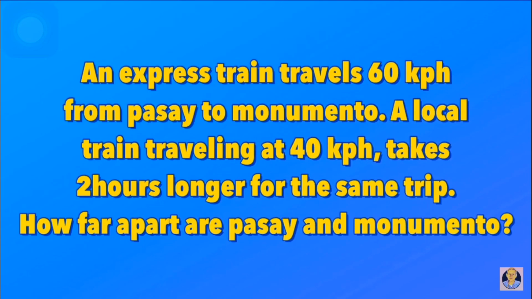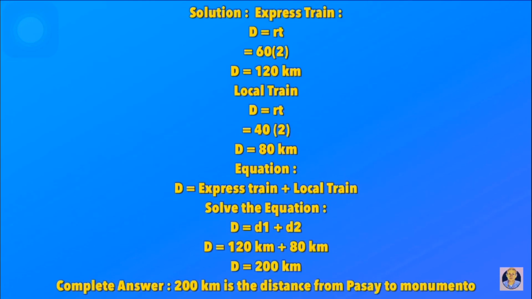An express train traveled 60 kilometers per hour from Pasay to Monumento. A local train traveling at 40 kilometers per hour takes 2 hours longer for the same trip. How far apart are Pasay and Monumento? So asking for the distance. So our solution, express train, we will use the distance equals RT formula. Then the local train also distance equals RT.